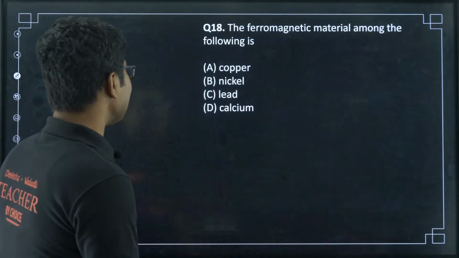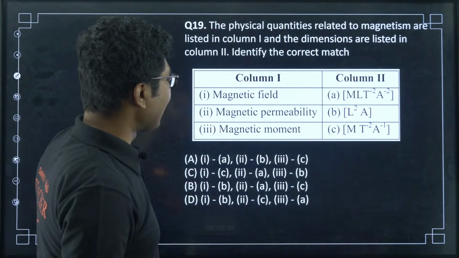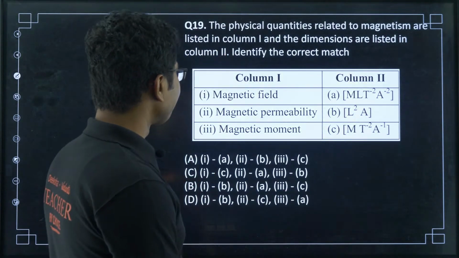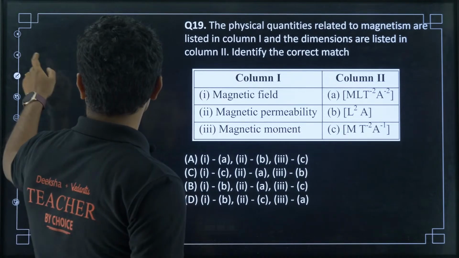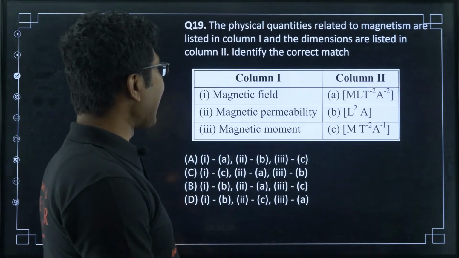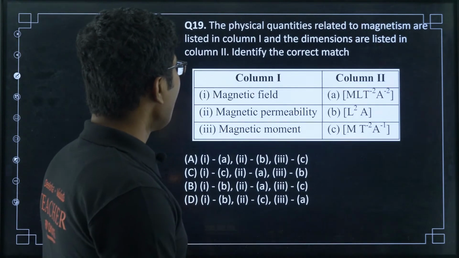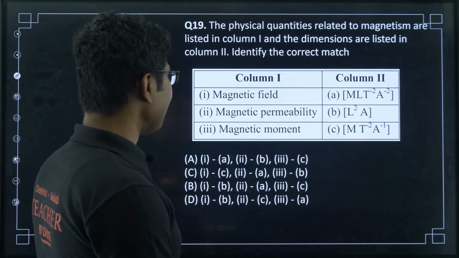18B, yes, nickel. Nickel is a ferromagnetic material. Now the next question, another match the following type question. The physical quantities related to magnetism are listed in column I and the dimensions are listed in column 2. Identify the correct match: magnetic field, magnetic permeability, magnetic moment.